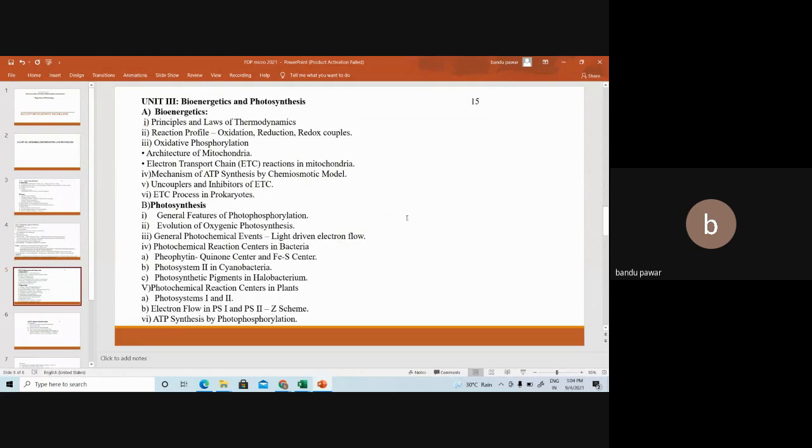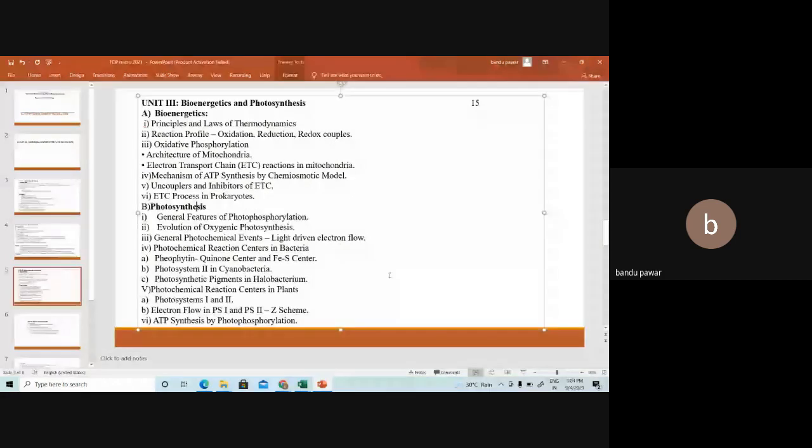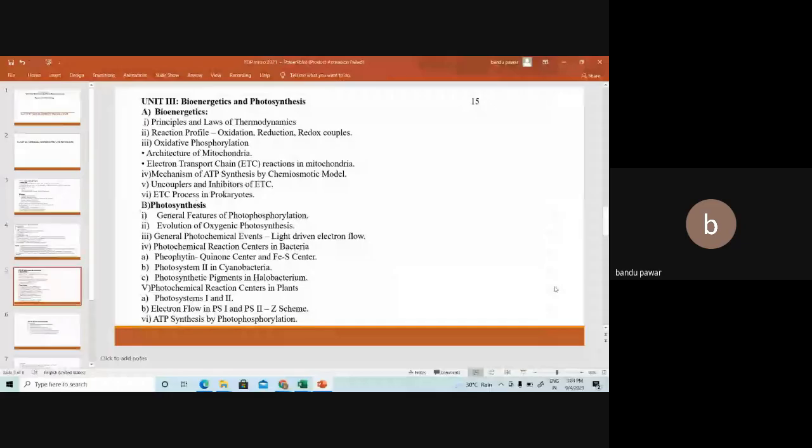Then photosynthesis, general features of photosynthesis, evolution of oxygenic photosynthesis. What does oxygenic photosynthesis mean? Here only the cyclic chain is present; the non-cyclic chain is absent. Then general photochemical events, light and dark reaction are also important in that unit.